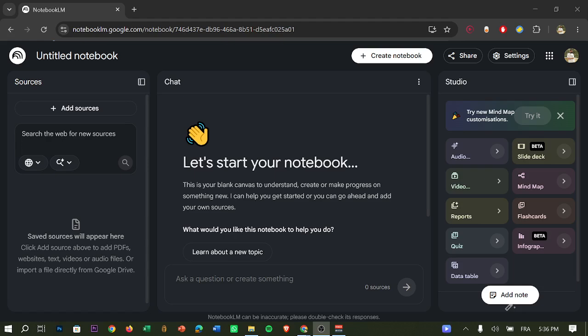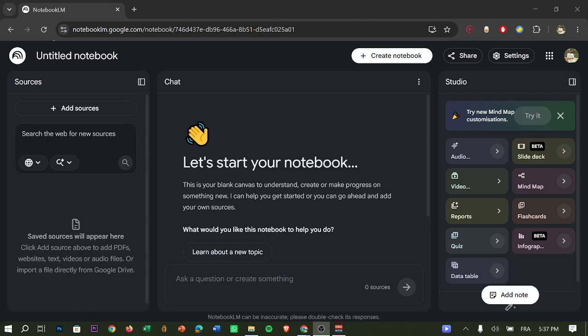NotebookLM relies heavily on cloud processing, so verify stable Wi-Fi, strong signal, reliable broadband connection, no frequent disconnects. Even a fast connection can cause problems if it's unstable. Network issues are one of the most common causes of slow loading.